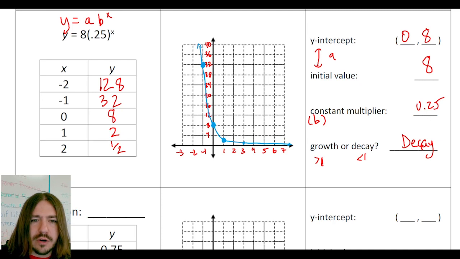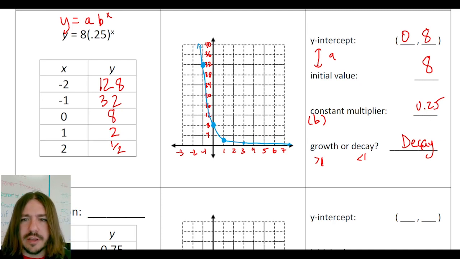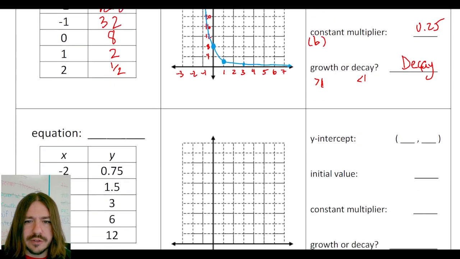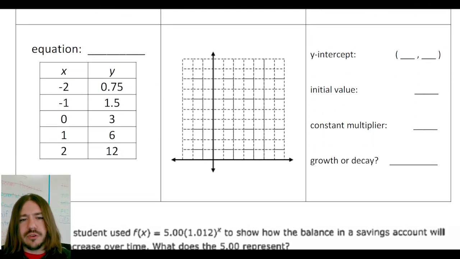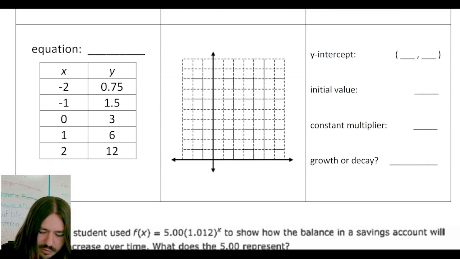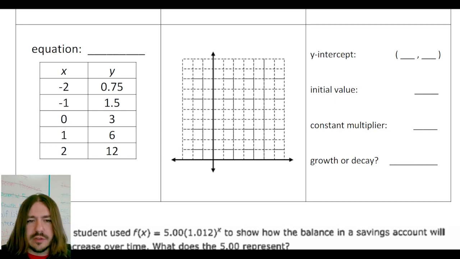Now in this next one, we're not given the equation. Instead, we are given the tables. Let me scroll down here so you can see it. So we've got to figure out the equation, but I want to do a little bit of the analysis up front. So notice how the first thing I see is that my y-intercept here is going to be 3. So I'm going to write that over here, 0 comma 3.